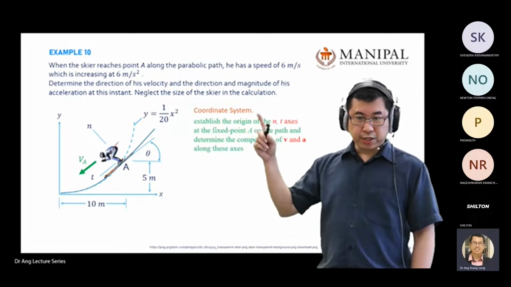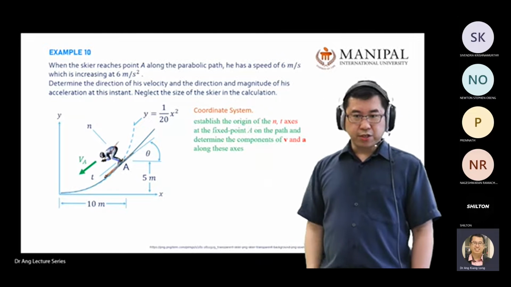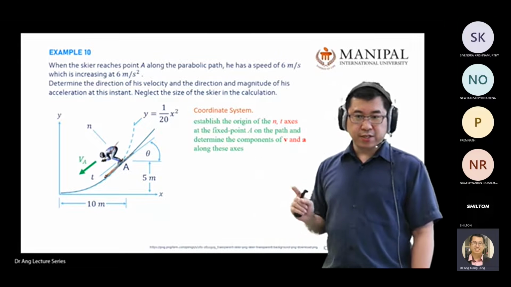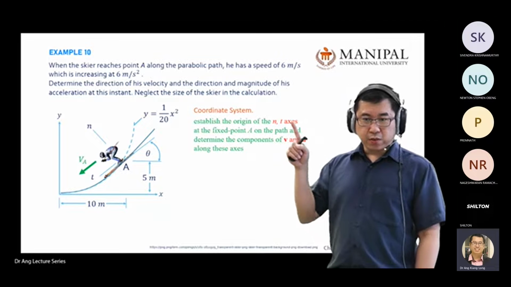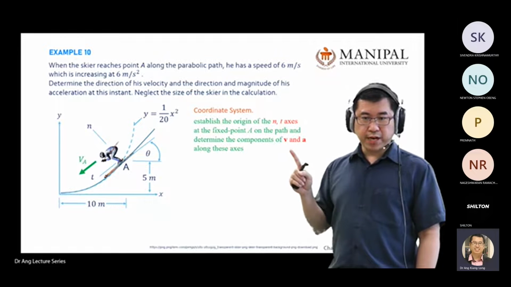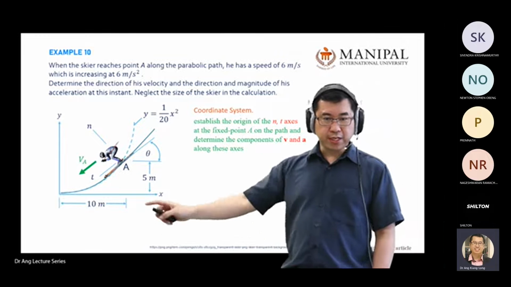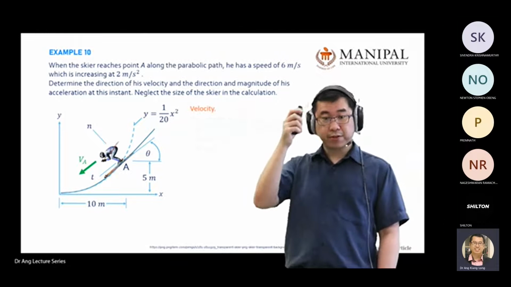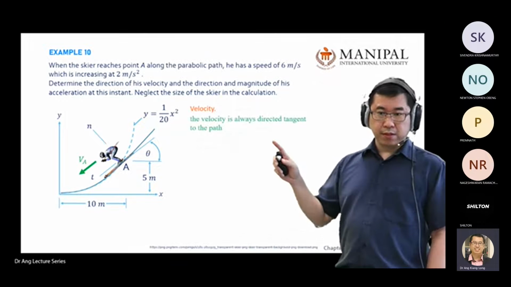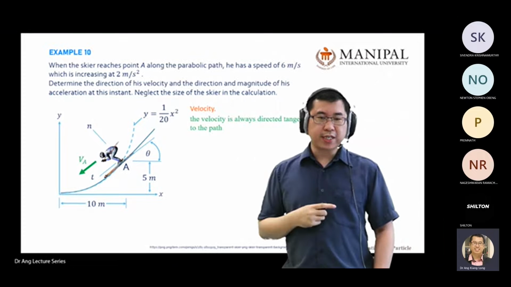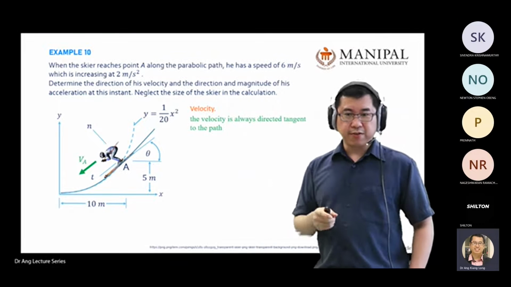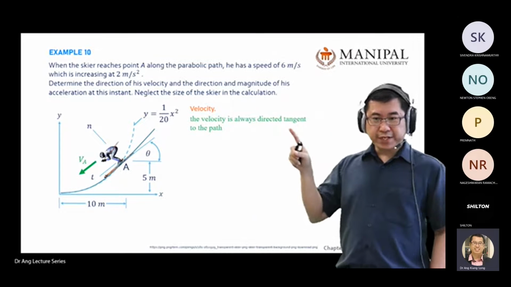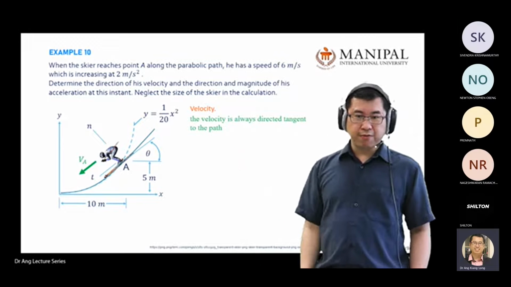First, we solve the coordinate system, as I mentioned just now. Where is your fixed point? Where are the n and t axes? We will use the n and t to find the v and a components on these axes. Next, we find velocity first. Again, recall that velocity is a vector. A vector has magnitude and direction. Velocity direction is always tangent to the path.